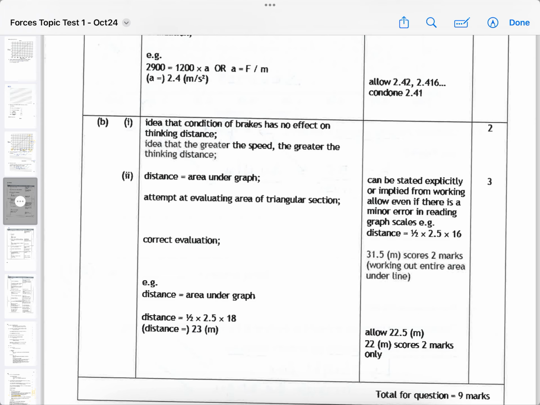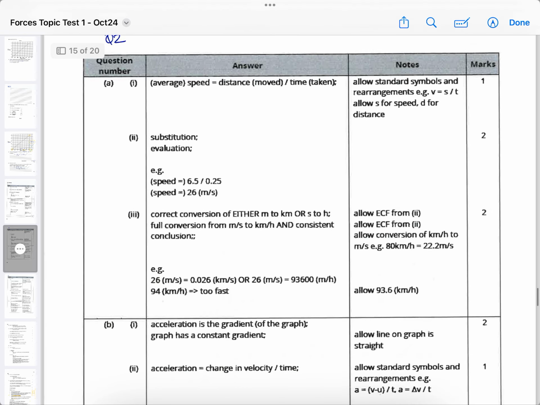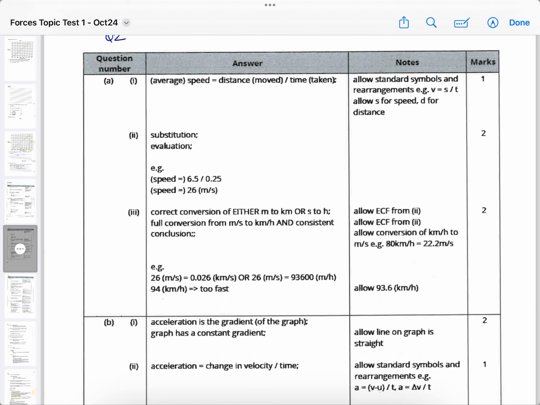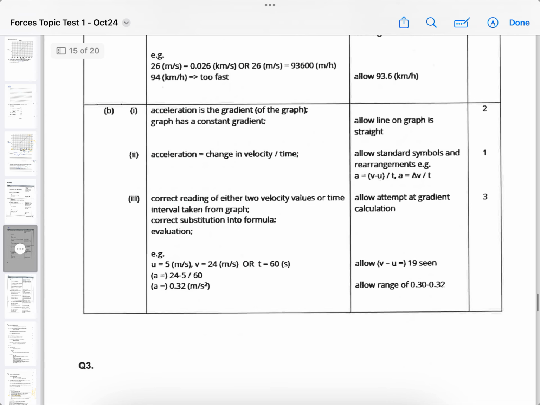So the first question was 9 marks in total. It shows you how to do whatever I showed you already in my written out answers. Question 2. So you pause the video, go through it, just to double check that you've understood how to get the marks. Okay.